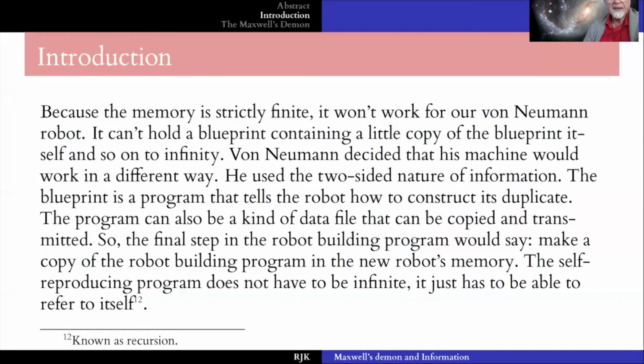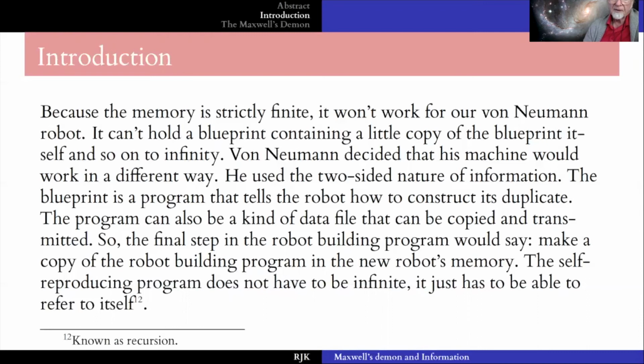So memory in a computer has to be finite. It won't work for our von Neumann robot. It can't hold a blueprint containing a little copy of the blueprint itself, and so on to infinity. Von Neumann decided that his machine would work in a different way. He used the two-sided nature of information. The blueprint is a program that tells the machine how to construct its duplicate.